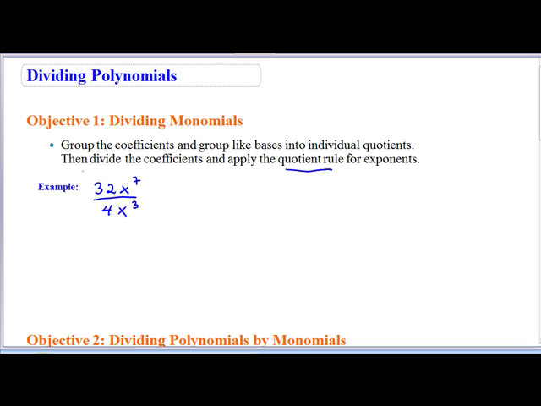The quotient rule is: we have a to the m over a to the n, and because I divide two numbers with the same base, I keep the base, which is a, and take the top exponent minus the bottom exponent. So that is the quotient rule for exponents. Now I'm going to use this step here, and we rewrite the problem as 32 divided by 4, and then x to the 7 over x to the cube. Then I'm going to simplify.